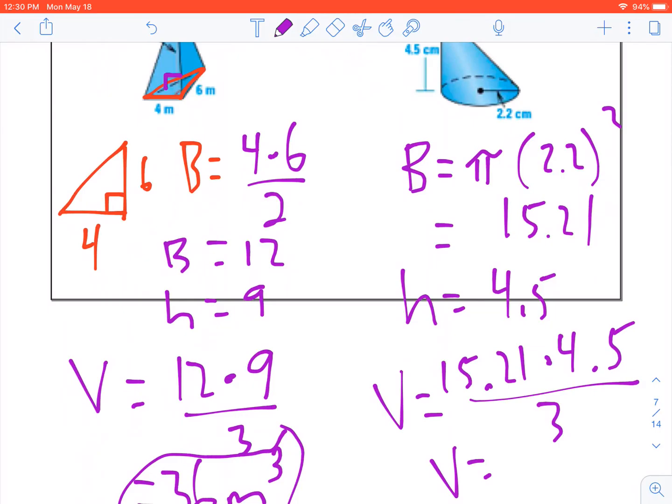Oops, sorry, messed up on my calculator. 15.21 times 4.5 and divided by 3. We get 22.82. And essentially, that's how you do a volume of a pyramid or a cone.